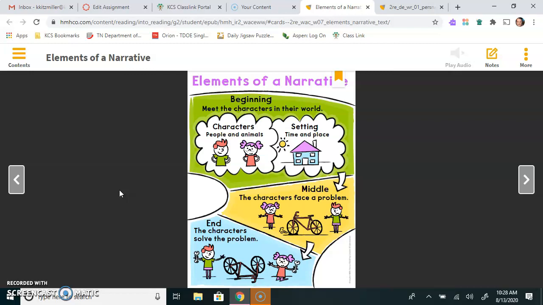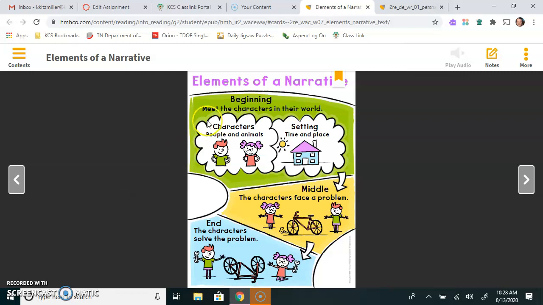So when we write a narrative, we want to think about the narrator, and you are the narrator. You are the person who is telling the story. So this narrative is going to be about you, something that happened to you. The setting is where the story takes place. The conflict is the problem in the story, and the resolution is how the problem is solved.